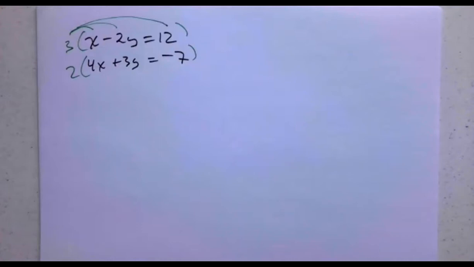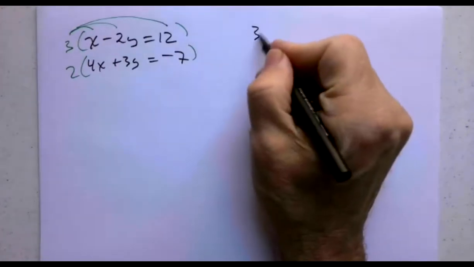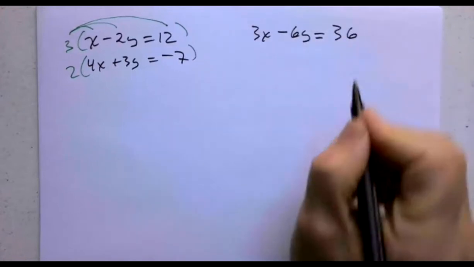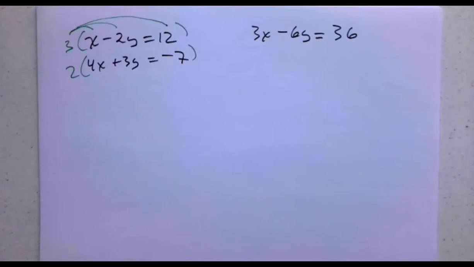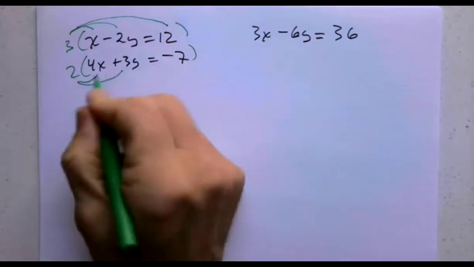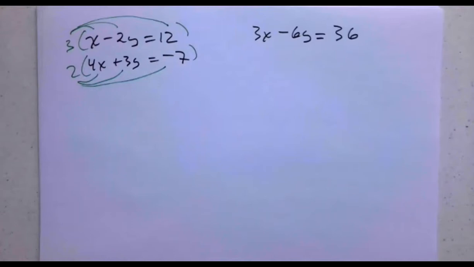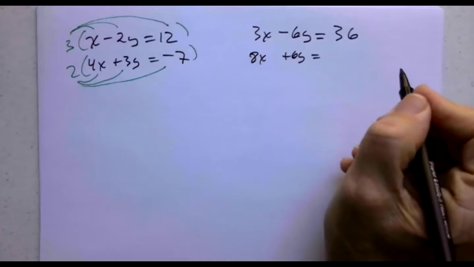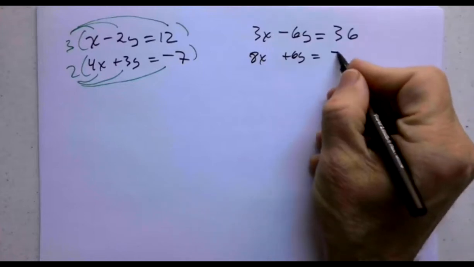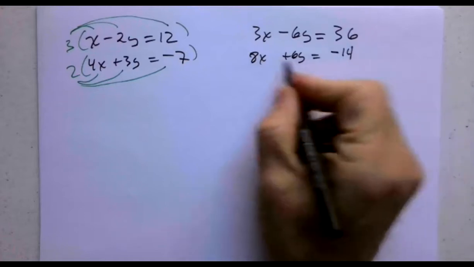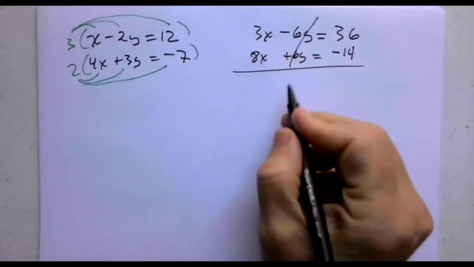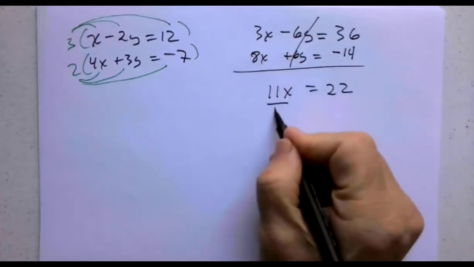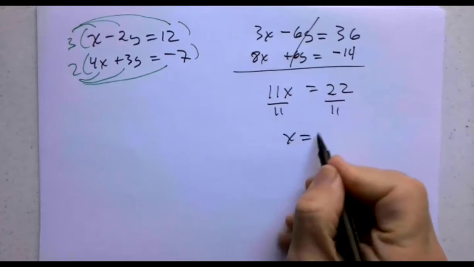So the first one becomes 3x minus 6y equals 3 times 12 is 36. Make sure you multiply on the right side as well. Second equation, 2 times 4x, 2 times 3y, 2 times -7 gives me 8x plus 6y is equal to -14. The y's go away. I get 3x and 8x, which is 11x, is 36 minus 14, which is 22, divided by 11, and I get x is 2.